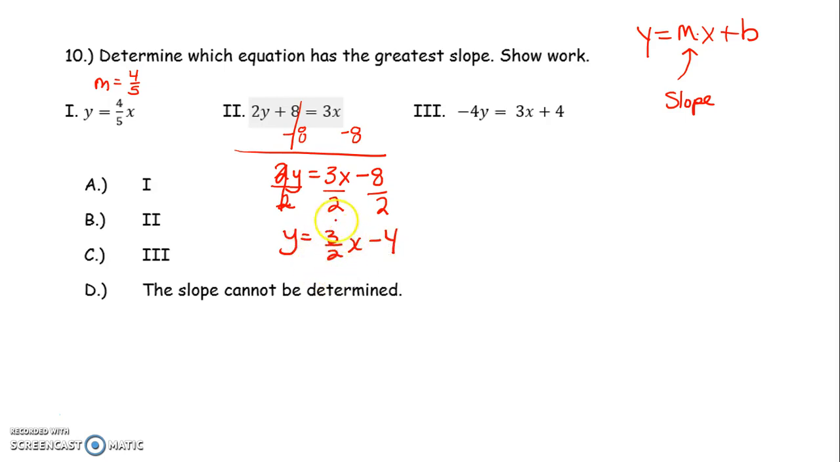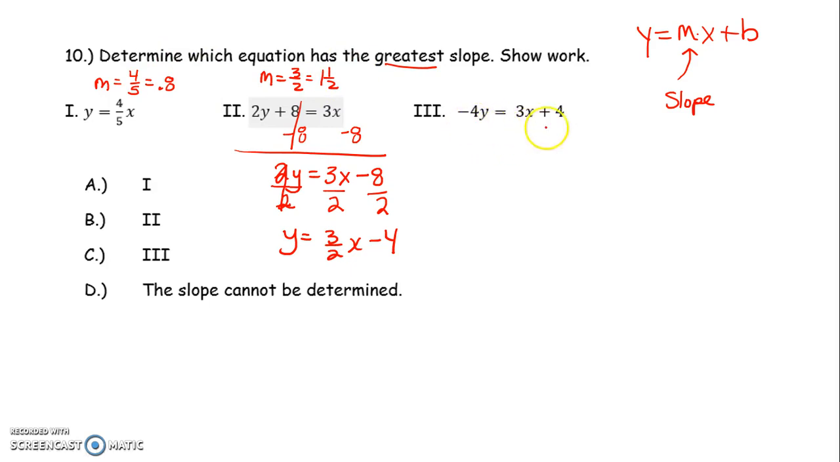So now I can see in this second equation, my slope is 3/2. 3/2 is the same as 1 and 1/2. 4/5 is the same as 0.8. I'm just going to put them in a couple forms, so hopefully it'll jump out at you which is the greatest slope. Right now, 1 and 1/2 is definitely greater than 0.8. Let's go ahead and solve this one.